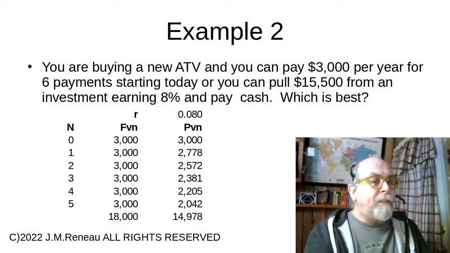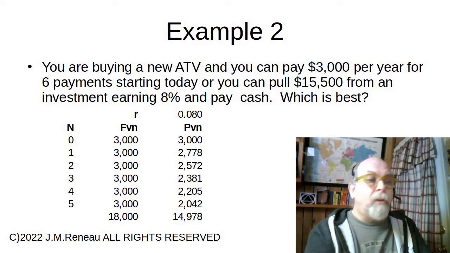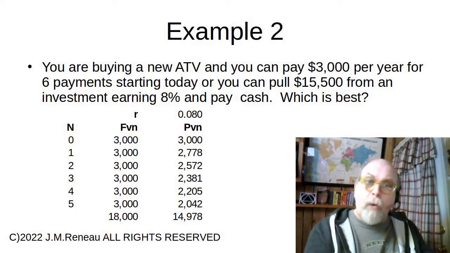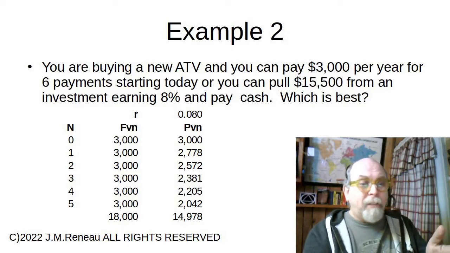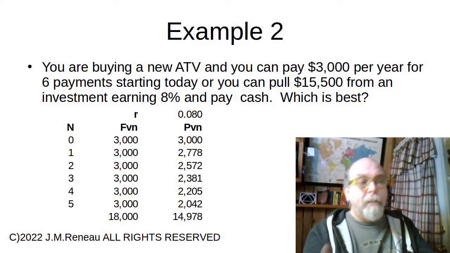And then the subsequent 5 payments: 1 payment in a year, a payment in 2 years, a payment in 3 years, a payment in 4, and a payment in 5. You can see how I calculate the present value of each of those 6 payments, and I add them up for a net present value of $14,878. You're going to pay a total of $18,000, but if you'd left the money in your investment earning 8%, you would only have to pull out $14,978 today to pay for it.